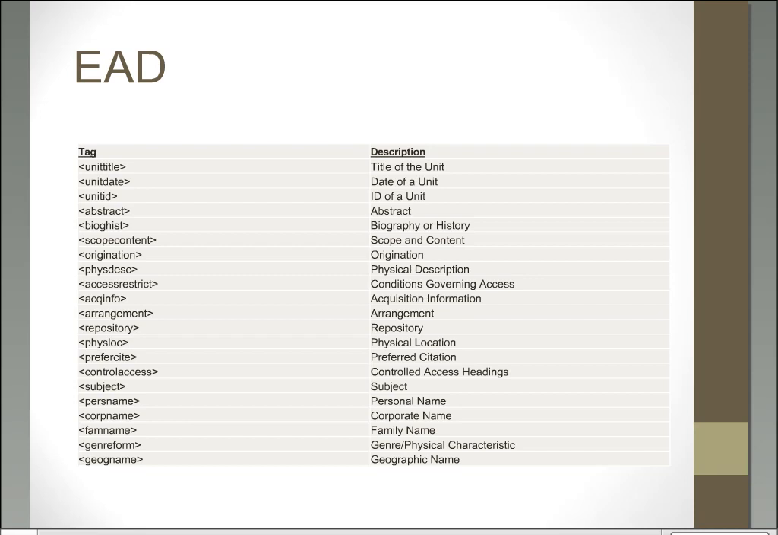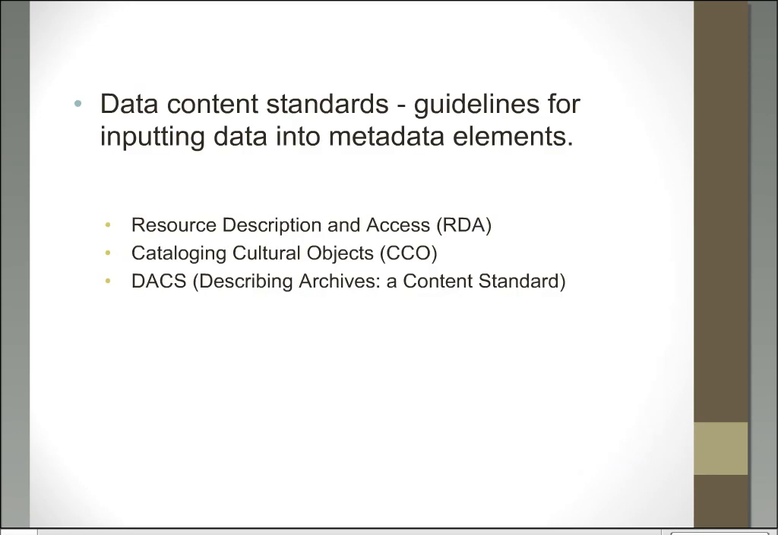Okay, then EAD, I'll talk a little more about this later, but briefly, you can see it's a little more complicated to understand the tags, but once you get used to it, you know, like unit title is title, biog-hist is the biography or historical note, scope content. It's a little more confusing than the others, but once you've learned it, it's not that complicated.